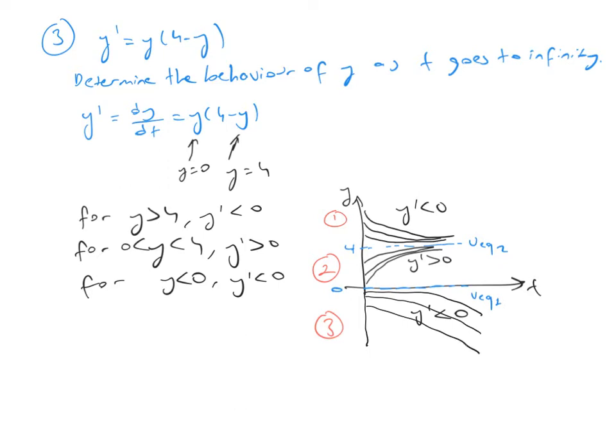So let's write down what we have found. In region 1, solutions approach 4 from above. And in region 2, solutions grow to 4 as time goes to infinity. And in region 3, solutions diverge from 0.